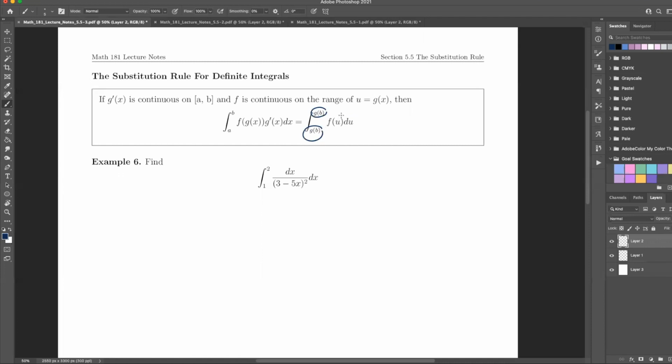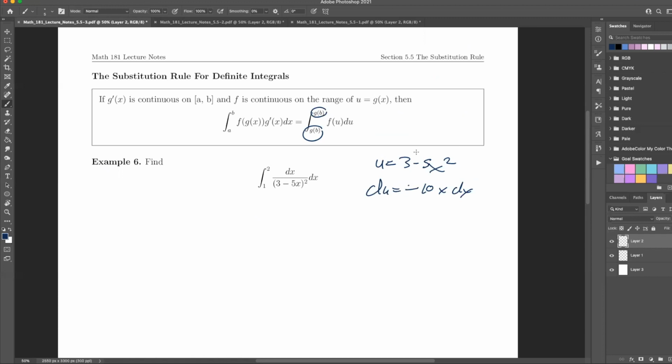What I mean by that is I'm just going to figure out what u is, plugging in my bounds into the function g, where u is equal to g of x. Well, this is easier shown than explained, if that makes any sense. So let's look at this. Here, I don't know how to do this directly. I'm just going to say that u is equal to 3 minus 5x squared. That means du is equal to nothing, because the derivative of a constant is 0, minus 10x dx.